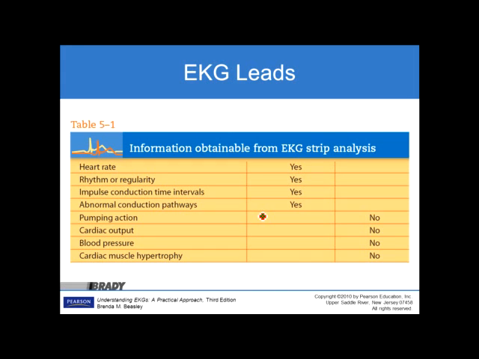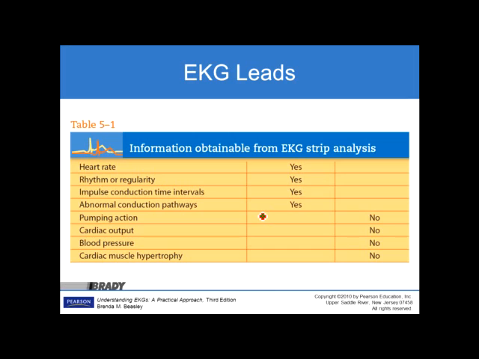EKG leads. Information obtained from the EKG strip analysis. Whenever looking at the heart rate, is the rhythm regular? And yes, you can get that from an EKG strip. You can get the actual heart rate as well. Impulses, conductions, and time intervals, you can get that as well from looking at the EKG strip. Abnormal conduction pathways, and that is also a yes.